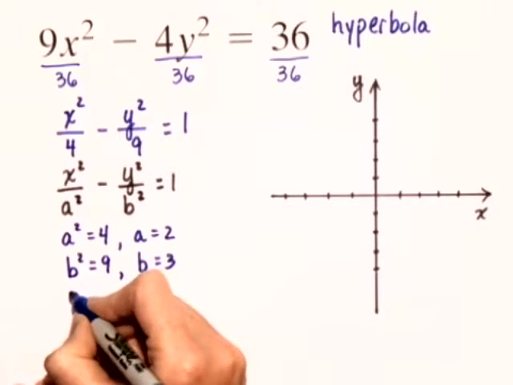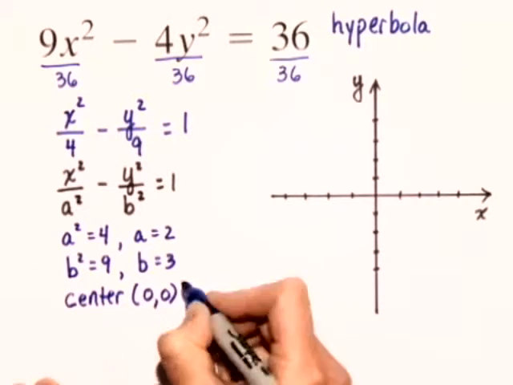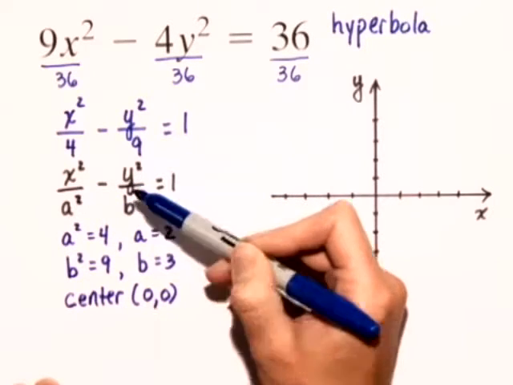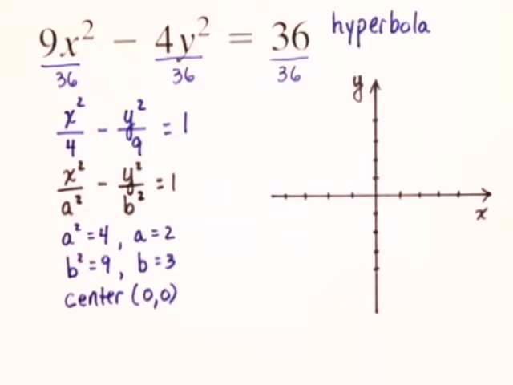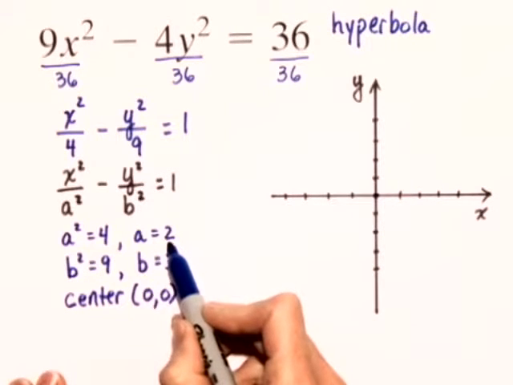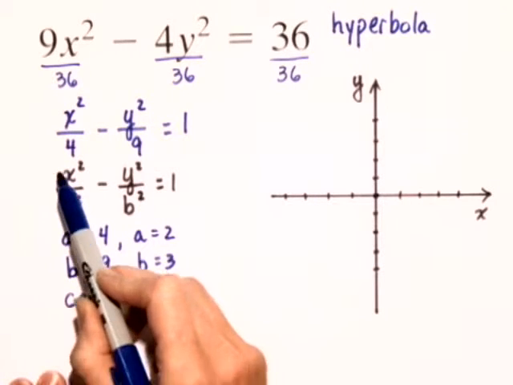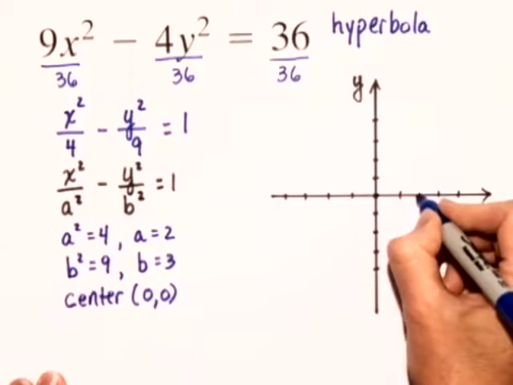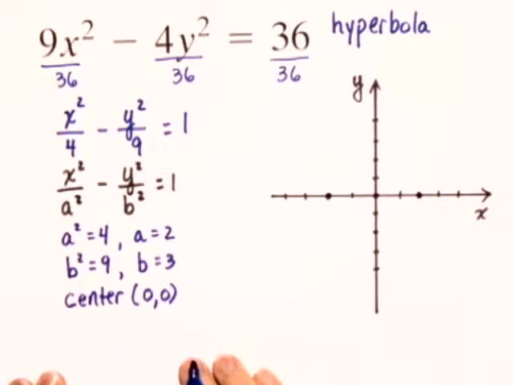We can also see that the center is located at 0, 0, because we don't have x plus or minus some quantity squared or y plus or minus some quantity squared. So let's start first with this information. Let's put the center, and since a is equal to 2, we need to go 2 units to the right and 2 units to the left of the center along the x-axis, because the x-axis is the transverse axis. So 2 units to the right, that's our first vertex, and 2 units to the left, that's our second vertex.